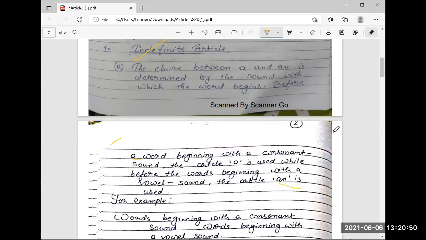Here you have a or an, okay? This is the indefinite article. A is used before a word beginning with a consonant sound. Okay, and an is used before a word beginning with a vowel sound.